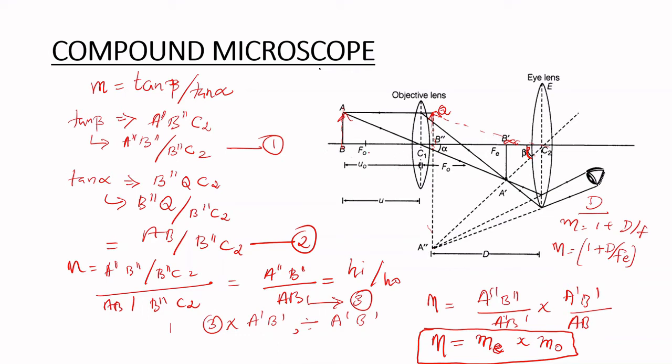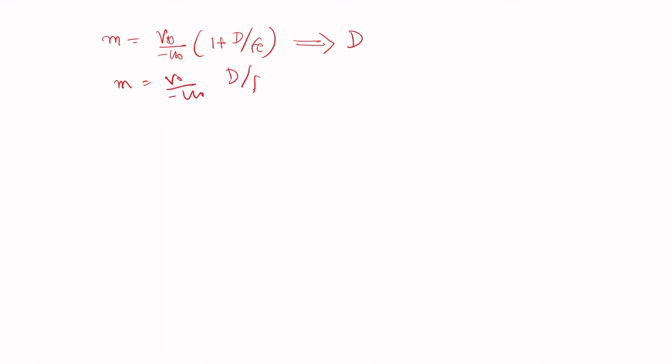MO is nothing but VO by UO, because UO is its object distance. Hence, the total magnification formula is M is equal to VO divided by minus UO into 1 plus D by FE when the image is formed at the least distance of distinct vision. If the image is formed at infinity, we will write M is equal to VO divided by minus UO into just D by FE. This is for the formation of image at infinity. So these are the equations for the magnification of a compound microscope.